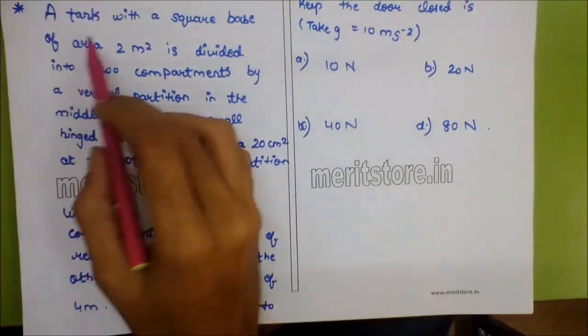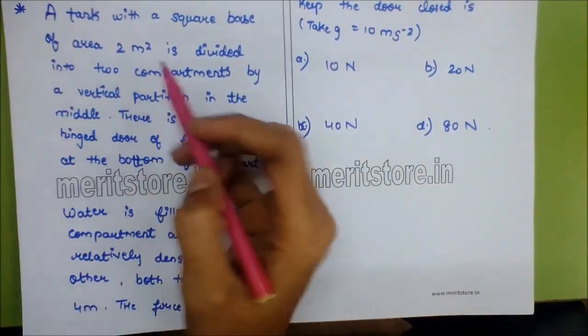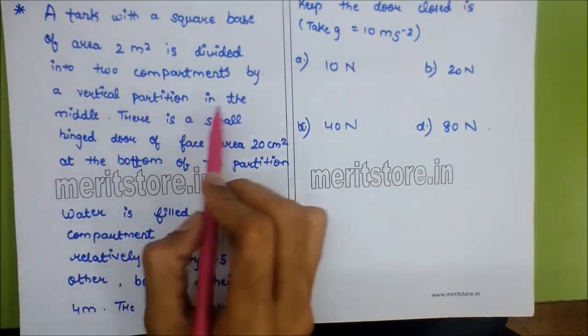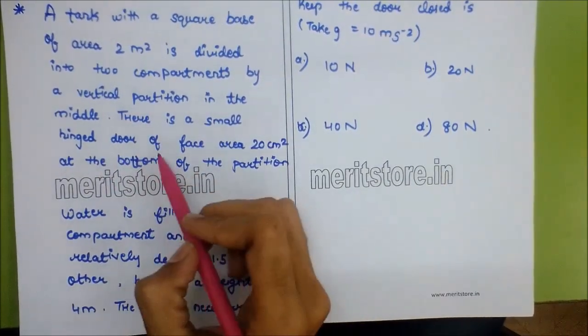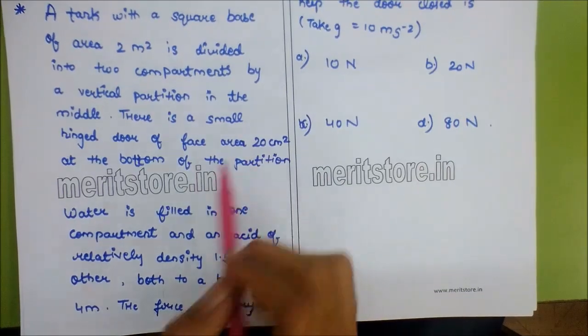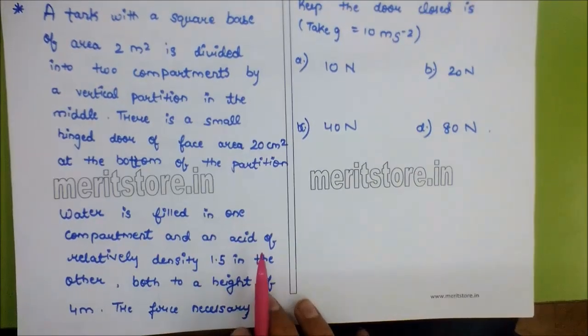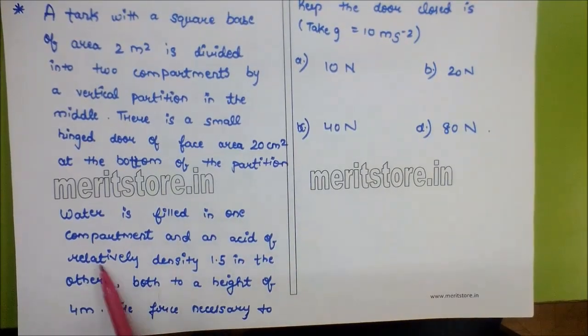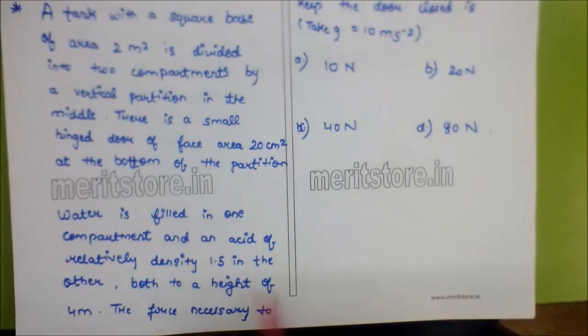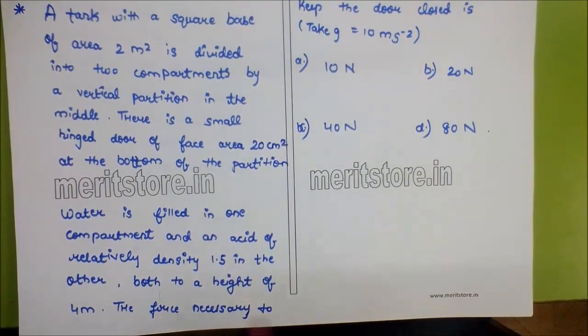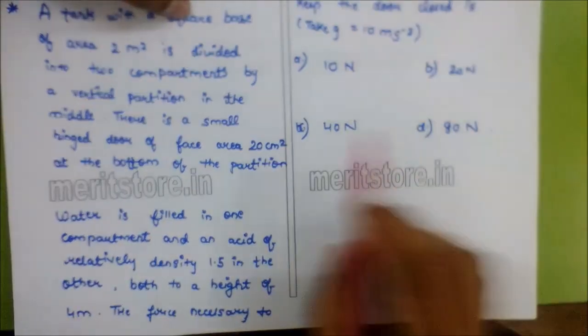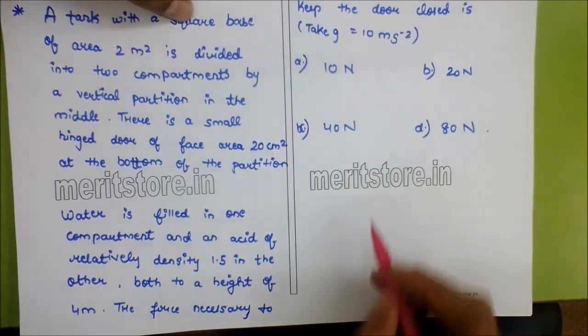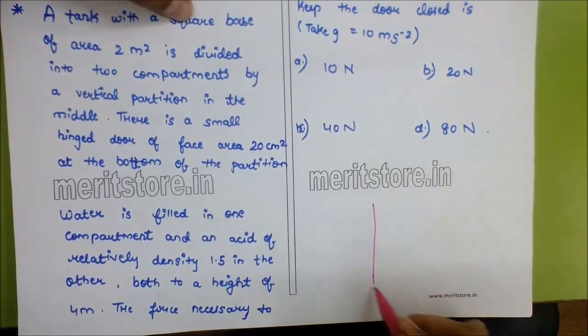Okay. A tank with a square base of area 2 meters square is divided into two compartments by a vertical partition in the middle. There is a small hinged door of face area 20 cm square at the bottom of the partition. Water is filled in one compartment and acid, of density 1.5, is filled in the other compartment, both to a height of 4 meters. The force necessary to keep the door closed is: 10 Newton, 20 Newton, 40 Newton, or 80 Newtons. So we will draw a diagram of the situation.